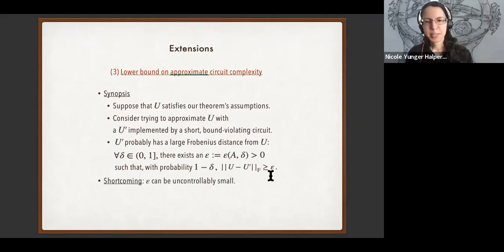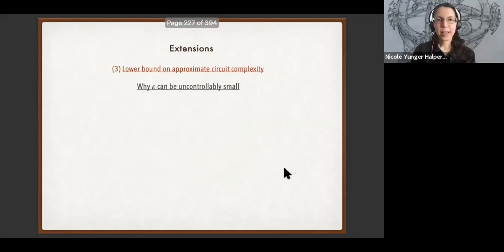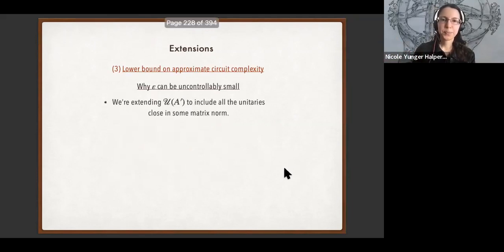Unfortunately, this epsilon can be uncontrollably small, so that this result isn't the most interesting. Because if epsilon is really, really, really close to 0, then this basically just means that U, the target unitary, and the approximation are at least a distance 0 apart, which isn't terribly profound. Why is this result of this form? Why can't we control how small epsilon is?